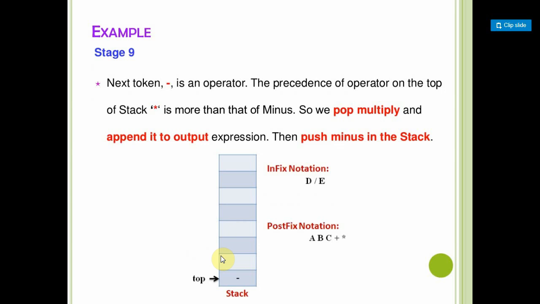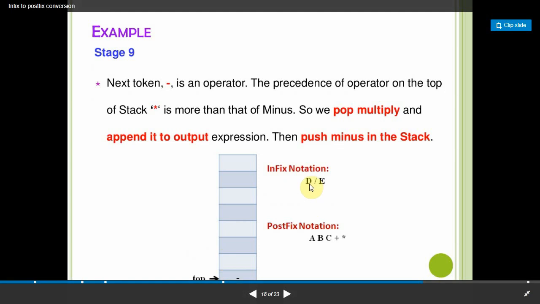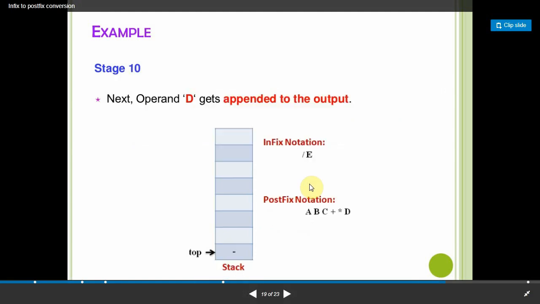And what is the next input? After asterisk, the next input is D. D is an operand, so without doing anything, just append it to the output. Now the next input coming is division. Division is an operator.